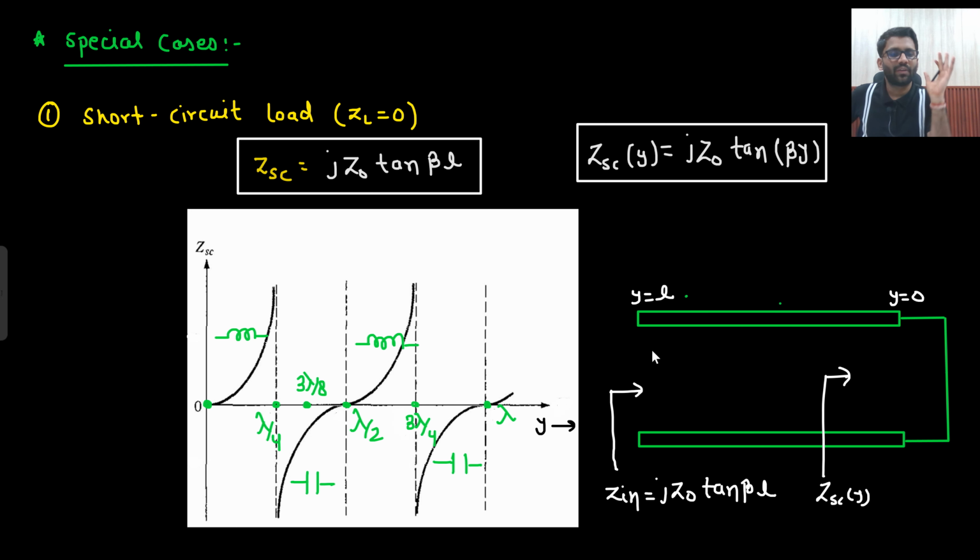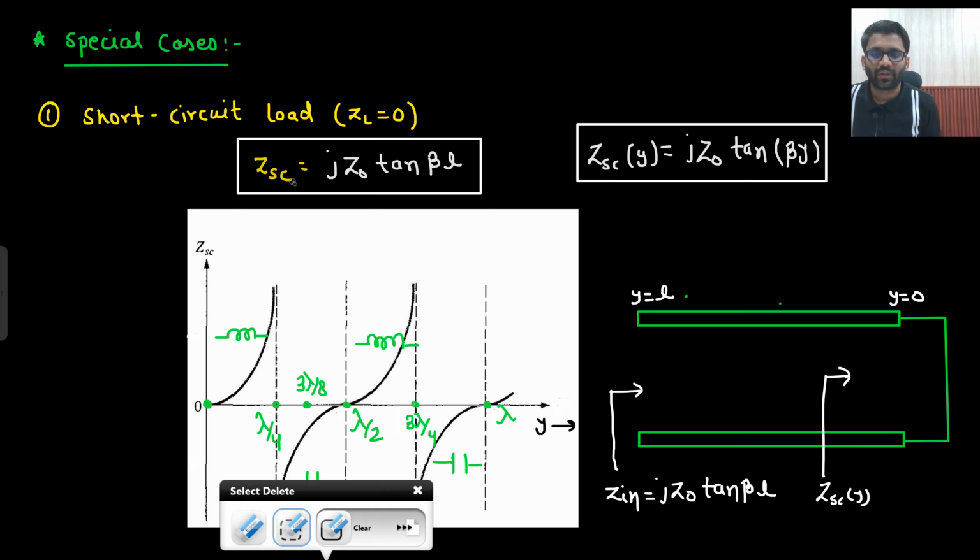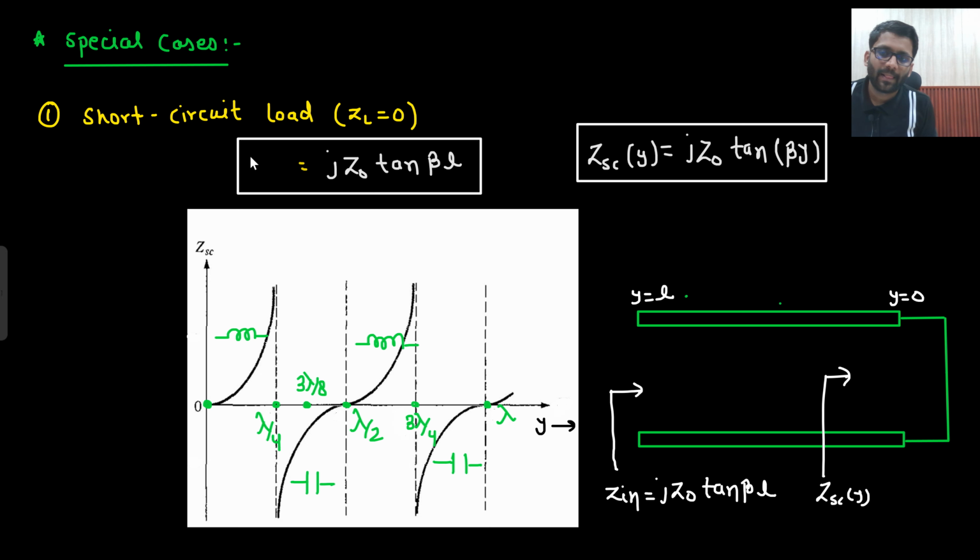So that we will see later on. But as of now, did you understand this point? What is your input impedance when the load is short circuited? Here I should have written Z in, the input impedance when the load is short circuited. Or you can write Z short circuit Y, so that is j Z naught tan beta Y. And if you are asking for input impedance, then that would be j Z naught tan beta L.